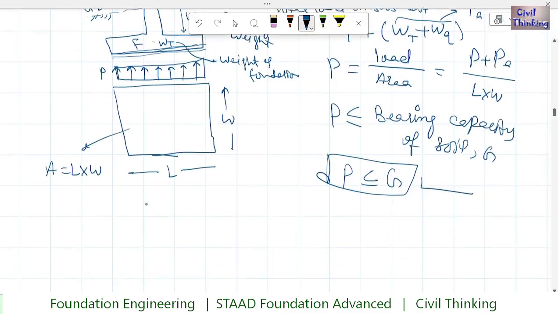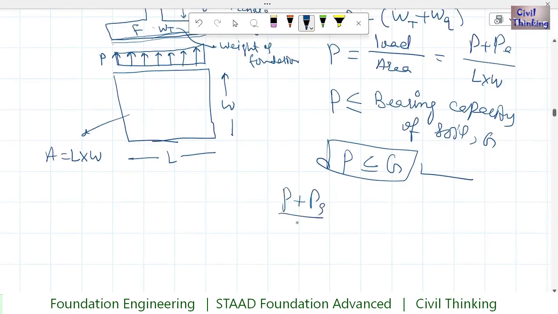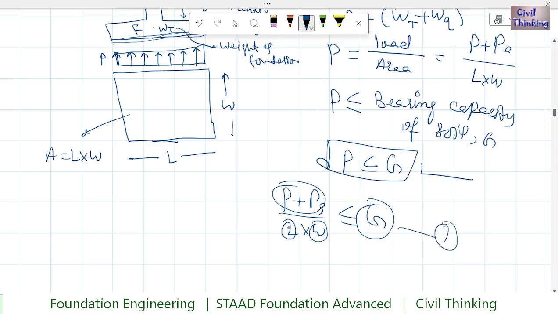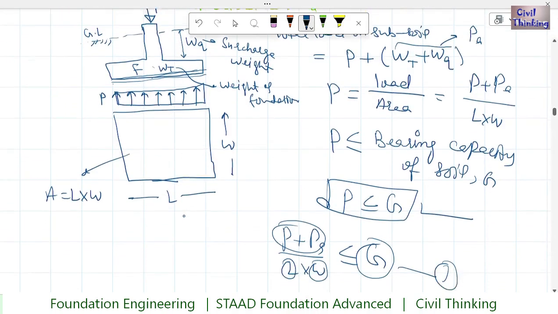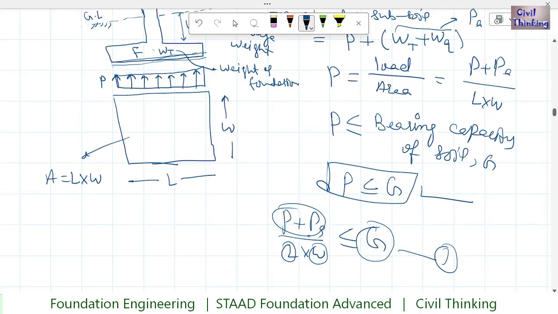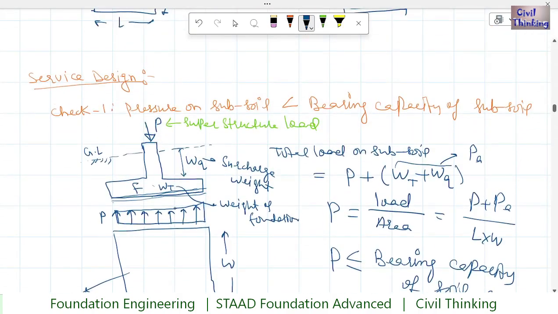Now, the pressure P is equal to P plus PA divided by L times W, right? So this equation will give you these values. If you know the total load and the bearing capacity of the soil, and you want to know the plan dimensions, you can use this equation to get these variables. It is going to be equation number 1, because we have two unknowns, and we need two equations. So this is the reason I told you earlier that the service design gives you the plan dimensions, because the plan dimensions are included in the service design. So this is check 1.